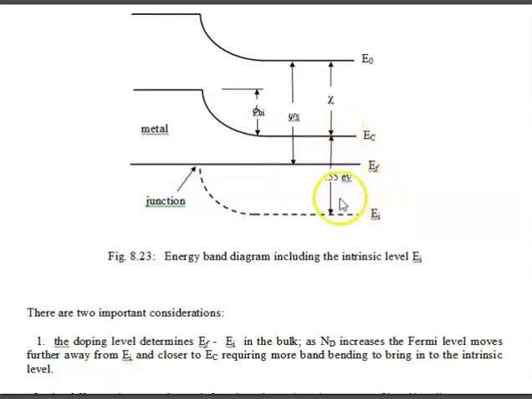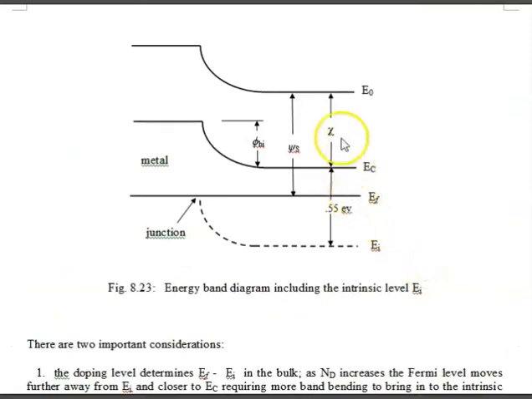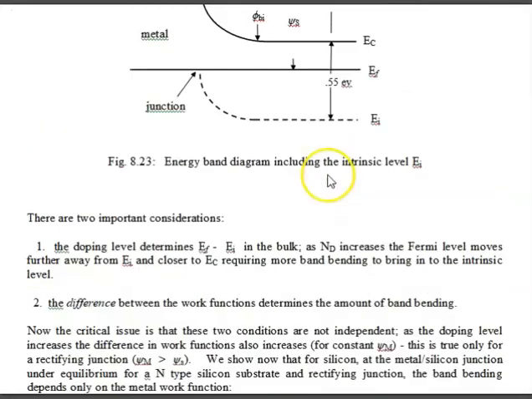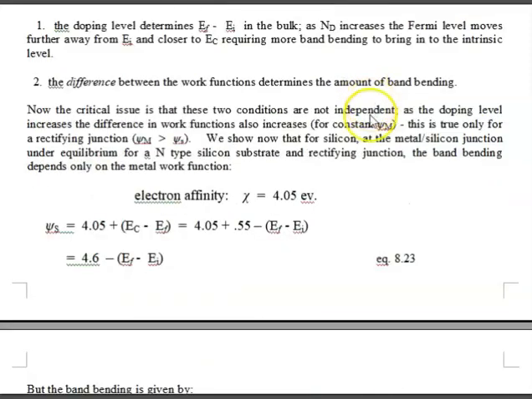So if we take 1/2 the band gap, which is EC minus EI, and we subtract EF minus EI, we get EC minus EF. So take 1/2 the band gap, subtract this distance here, and we're left with EC minus EF, which is the quantity over here. So the work function of silicon is, we just add these up, 4.6 minus EF minus EI.